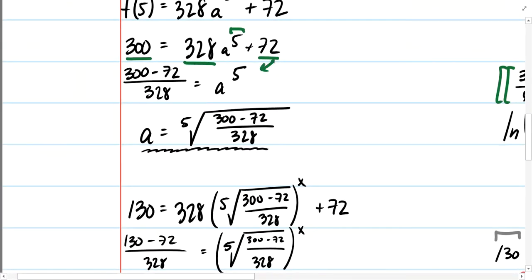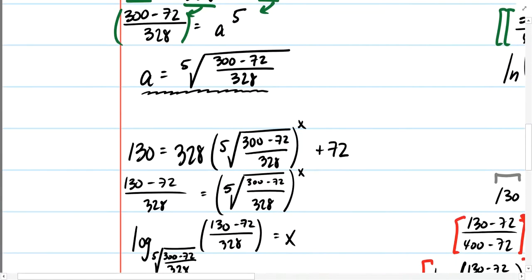So we subtracted the 72 to move it to the left-hand side. We divided by 328 to move it to the left-hand side. And now we're left with a to the power of 5 that equals this expression. Well, to undo an exponent that equals 5, to undo this power, we would use the fifth root, or a radical with an index of 5. And the fifth root of this fraction that we established on the left will represent our growth factor.